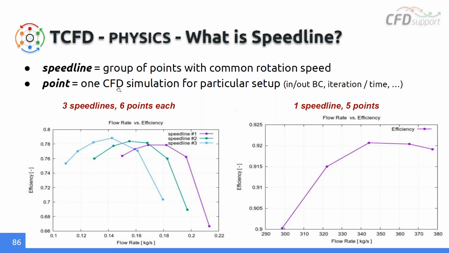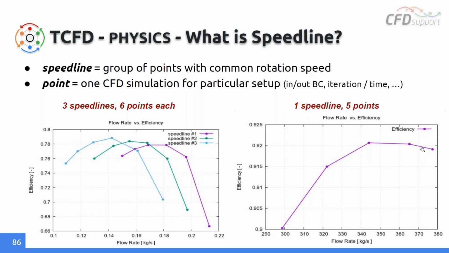But a point means it's one CFD simulation for a particular setup with fixed boundary conditions. Usually, if you would like to reveal the performance map for the fan, you will vary, for example, the flow rate or pressure values at the outlet or inlet, and it will show you the performance map. For example, what the efficiency is at different flow rates. So these points define the speed line, and you can have more speed lines.